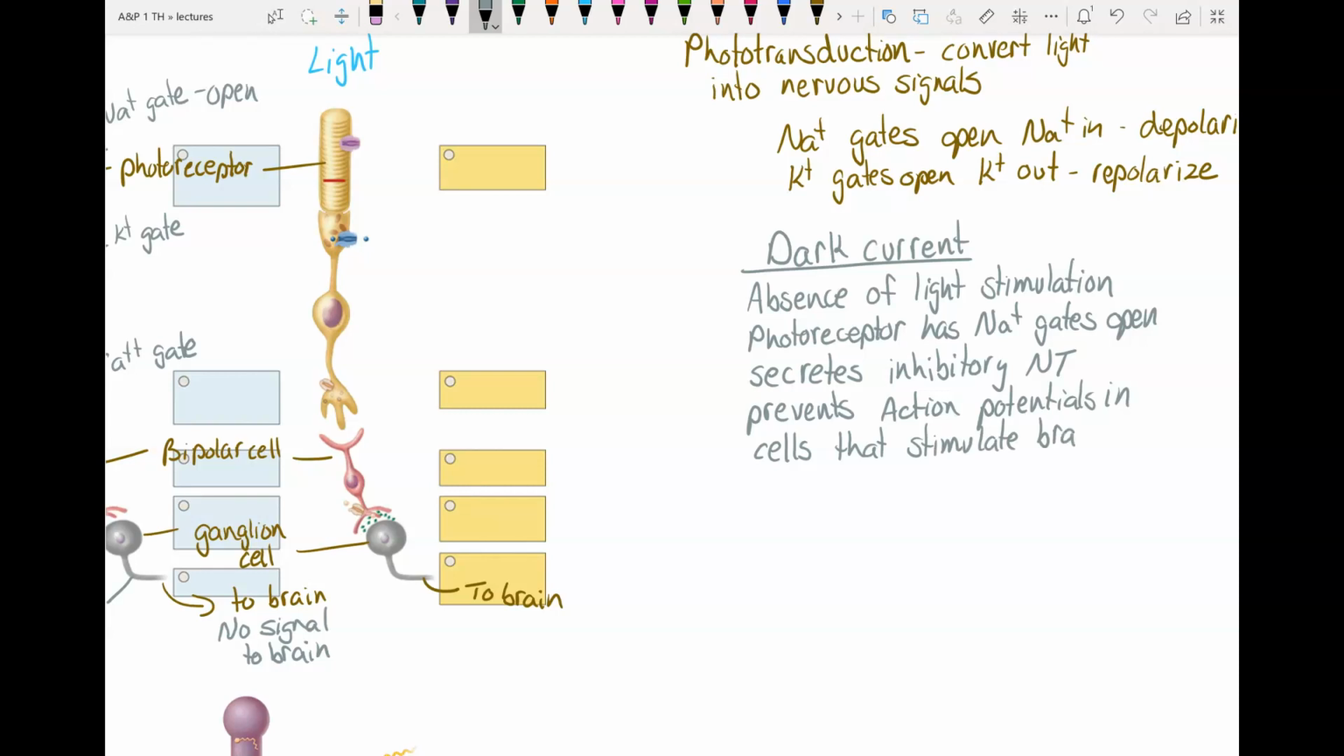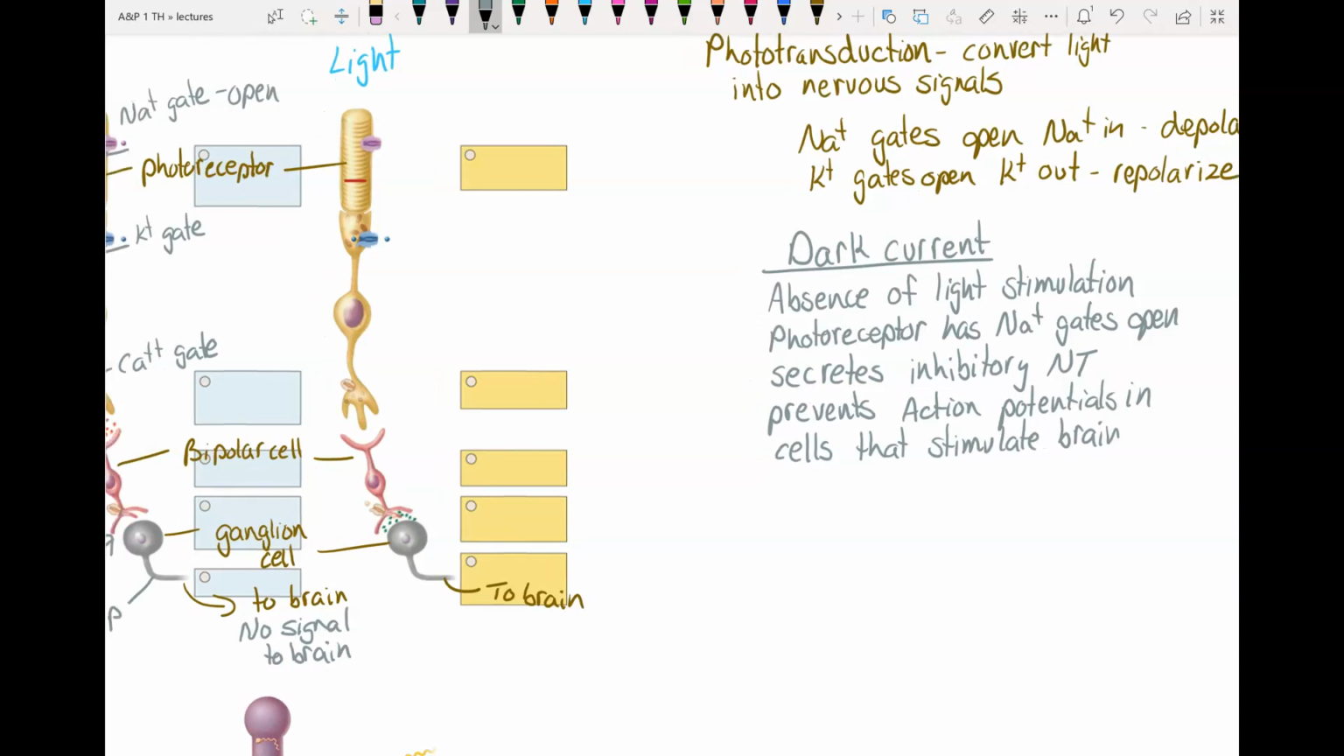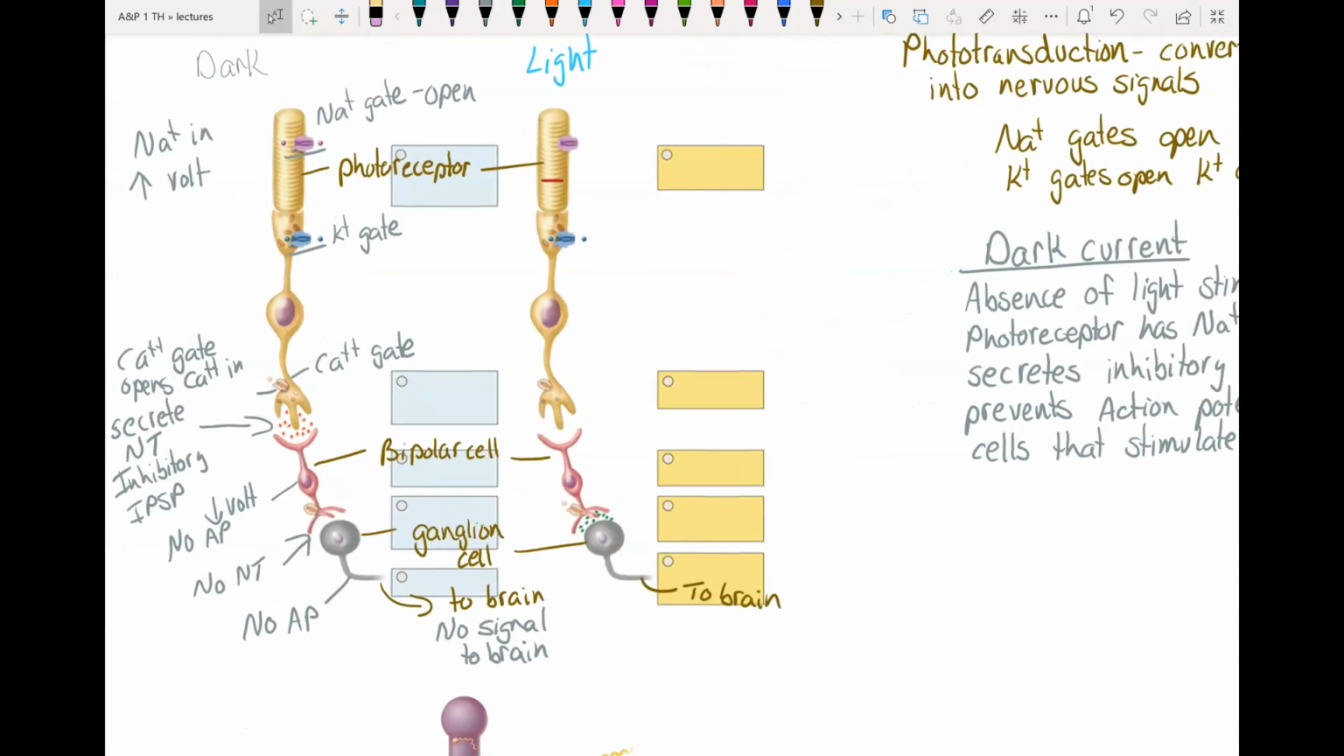So think about the logic of what's going on. Your photoreceptors, when they are in the dark, are active, and by being active, they shut down the other cells, the bipolar and the ganglion. And that is what makes you not send a signal to the brain when you're in the dark.